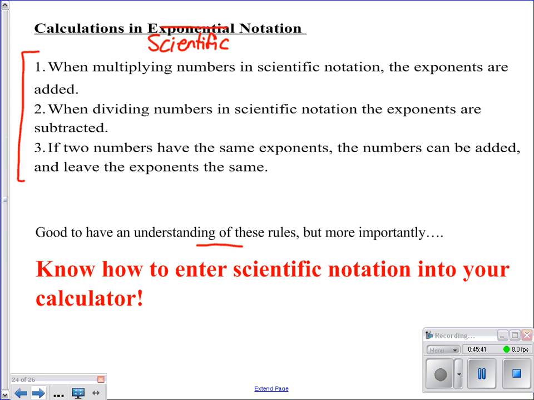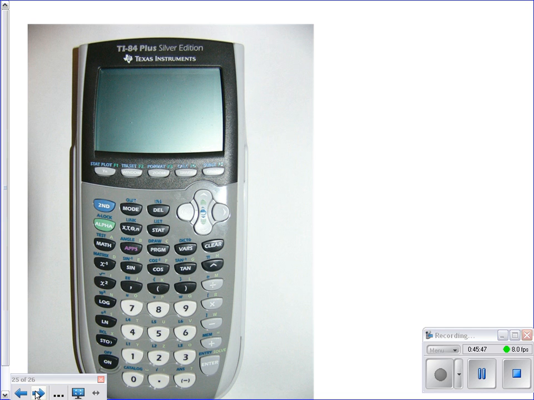But in chemistry class, we really, really, really like our calculators. So get with a friend. If you miss this day, double check with a friend and make sure you really understand how to enter stuff into your calculator. But I'm going to look at that first example I have that says 9.6 times 10 to the negative fourth.